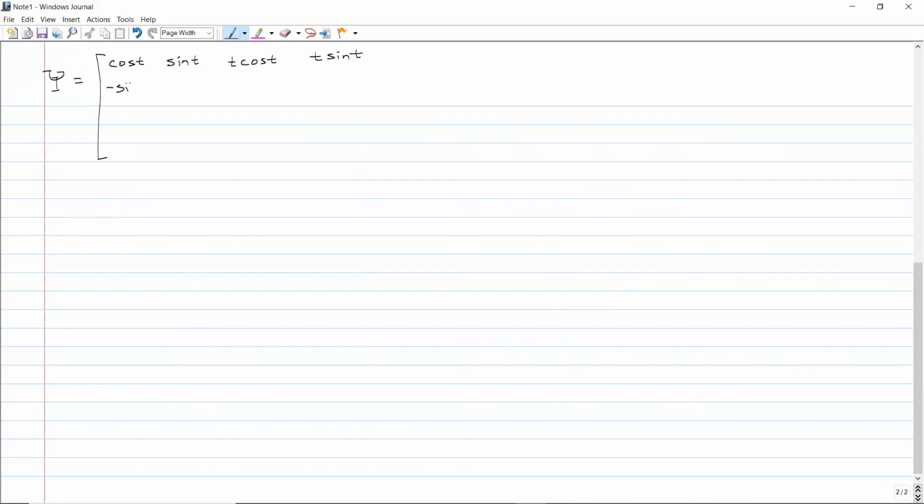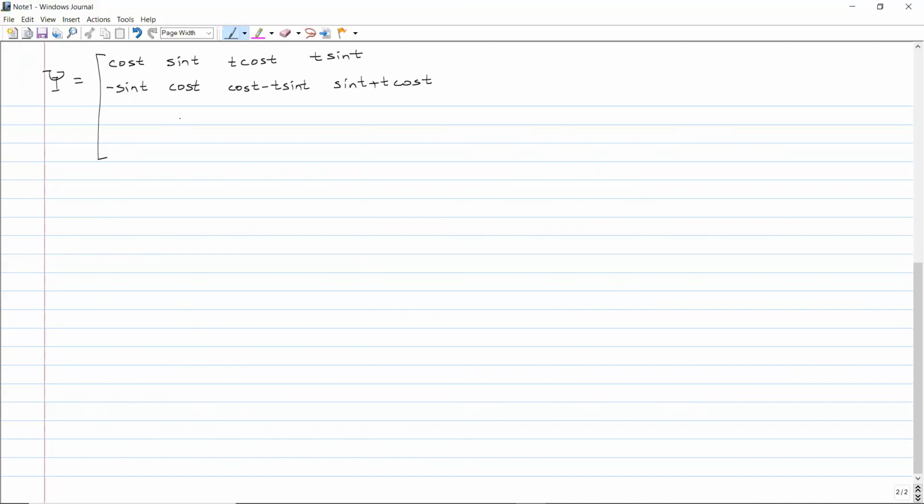So derivative of cosine t is minus sine t, derivative of sine t is cosine t. For t cosine t, we need to use a product rule. Derivative of t is 1 times cosine t. T times derivative of cosine t is minus sine t. And then derivative of t sine t, again with the product rule, it is sine t plus t cosine t.